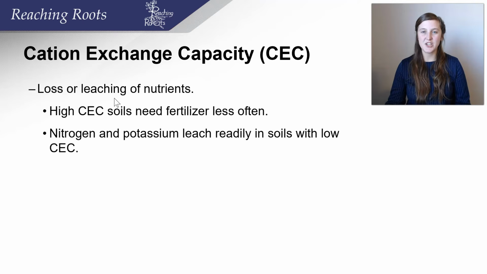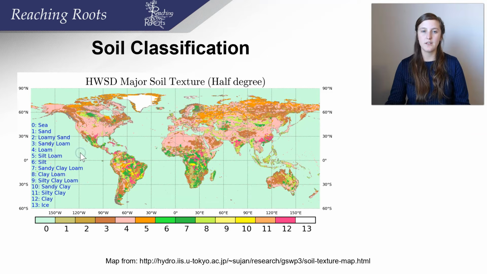The cation exchange capacity of your soil can determine how often you need to fertilize that soil. Low CEC soils can cause loss of fertilizer or leaching of those nutrients that are in the soil. High CEC soils need fertilizer less often. Nitrogen and potassium leach readily in soils with low CEC, such as sandy soils.